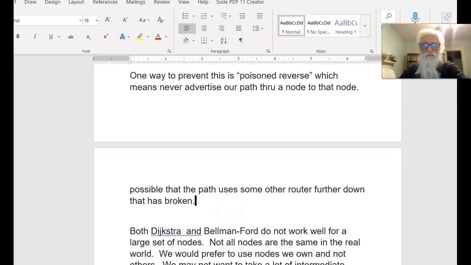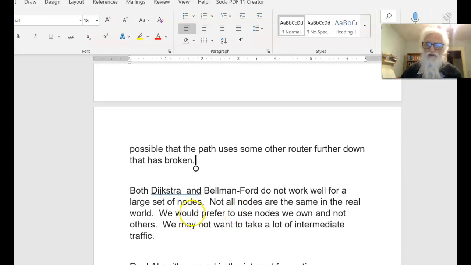Now, both Dijkstra and Bellman-Ford just don't work really nicely when you really up the size of the network. If you did the algorithm, you noticed that there's an awful lot of exchanging going on. Also, in the real world, we can't just say that all nodes are the same.